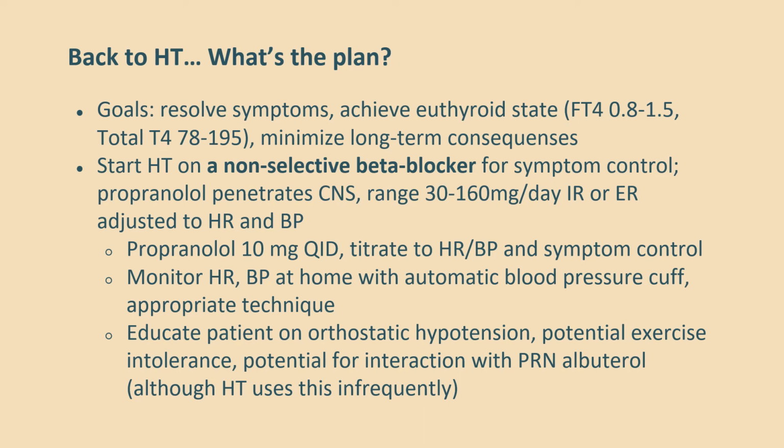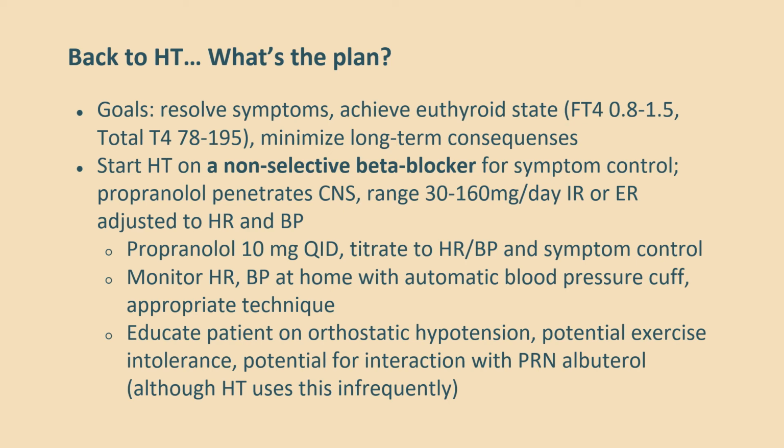So the first thing we'll do, if the patient is agreeable, is to start the patient on a non-selective beta blocker for symptom control. She is recommended to have this because her heart rate was over 90, both resting. Propranolol is one of those non-selective beta blockers along with labetalol, but propranolol penetrates the central nervous system, so it's best for this purpose. You want to dose this in a range of 30 to 160 milligrams per day, and you can use immediate release or extended release, and you want to adjust the dose to heart rate and blood pressure. So for this patient, we'll use propranolol 10 milligrams dosed 4 times daily, and then we'll titrate it to her heart rate and blood pressure and her symptom control.